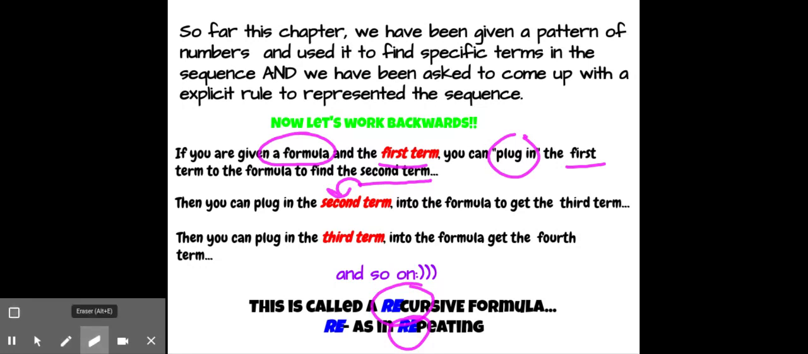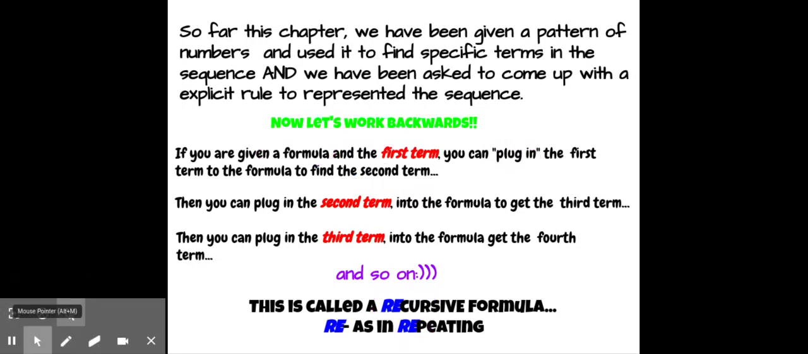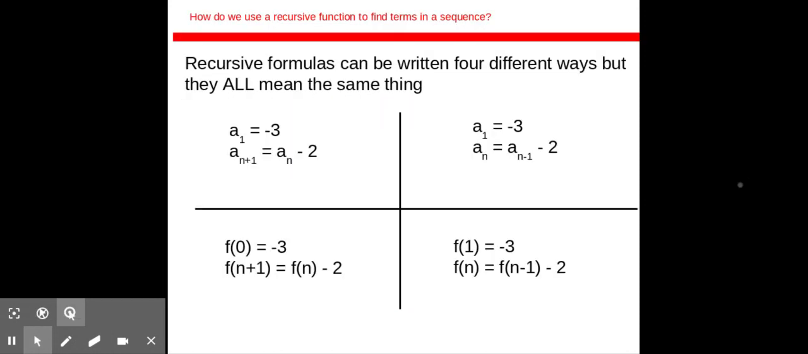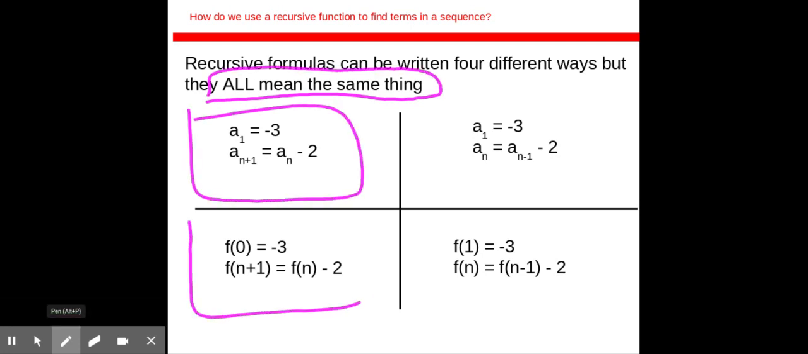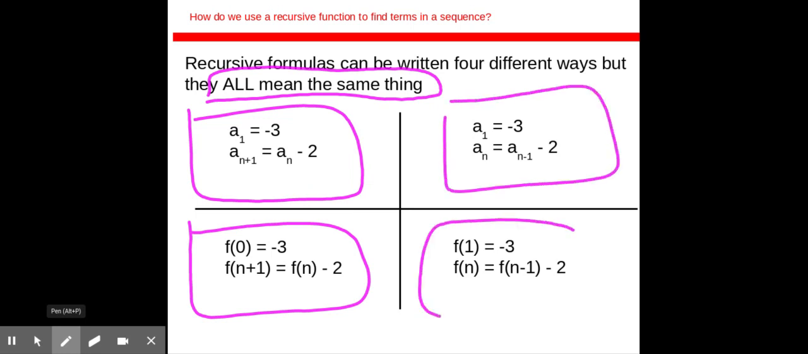So we're going to look at the first four together, and then you guys are going to try some on your own. These are the four different ways you're going to see a recursive sequence notated. Each one of these means the same thing, they just look really different. We have F's, we have A's, we have n minus 1s, we have n plus 1s. We have a lot of different notation, but you have to look at them and understand that they each mean the same thing. They're just given a little differently.